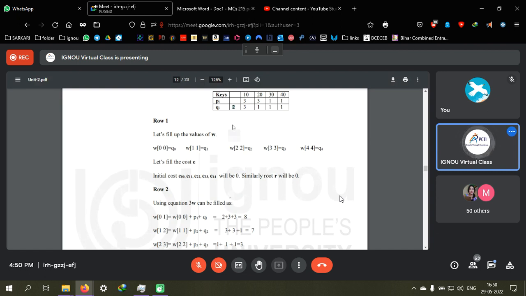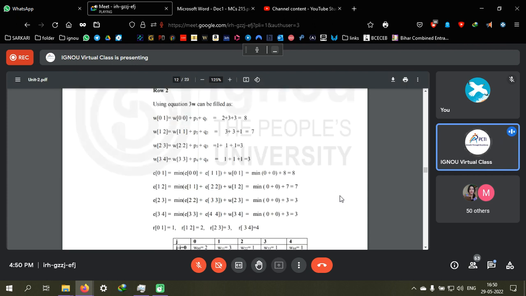So here is 2. Now we have to add P1 and Q1. That means 3 plus 3, 8. What is the value of W11? W11 is equal to Q1, that is 3. So here it is 3. 3 plus P2 and Q2. This is 3 plus 1. So it is 7. We have to compute this till 3, 4.